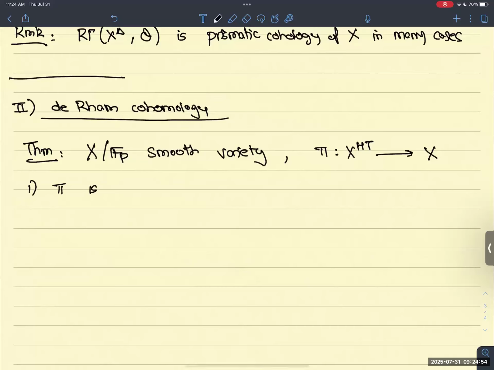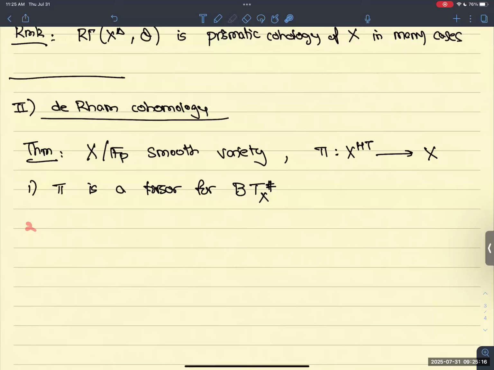So pi is a torsor for a group stack. And the group stack is the classifying stack of the tangent bundle sharp. Sharp, again, means you do the PD hull of the zero section. These sharp constructions show up very naturally when you work with the Witt vectors.